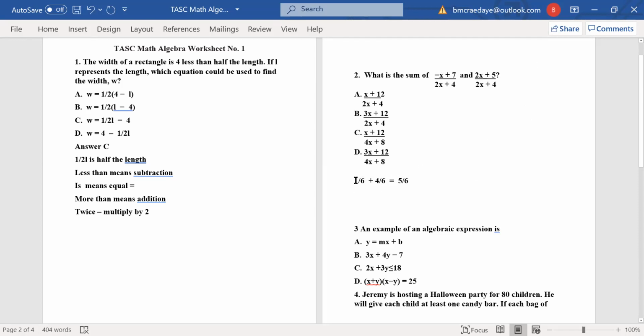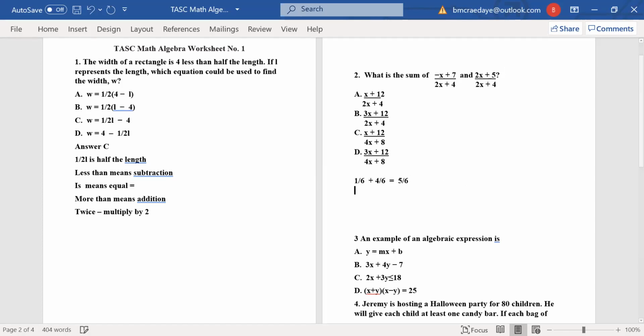Just like you did here, Vanessa, you said 1 plus 4 is 5, and you just right away said 5/6. That's right. So up here, they have the same denominators, so you can add the numerators. Add those, tell me the answer. What did you get, Vanessa? I'm doing it now.